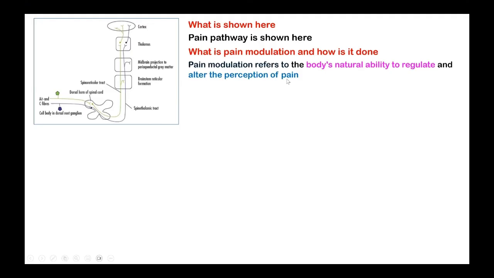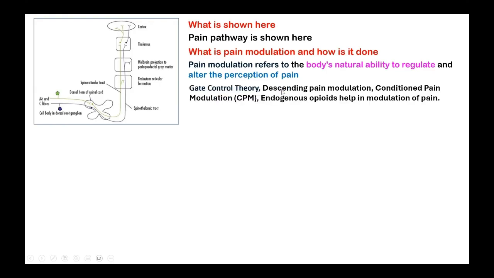Pain modulation is the body's natural ability to regulate and alter the perception of pain. That is the definition of pain modulation. Gate control theory, descending pain modulation, conditioned pain modulation, and endogenous opioids help in this modulation of pain. The four things are there.